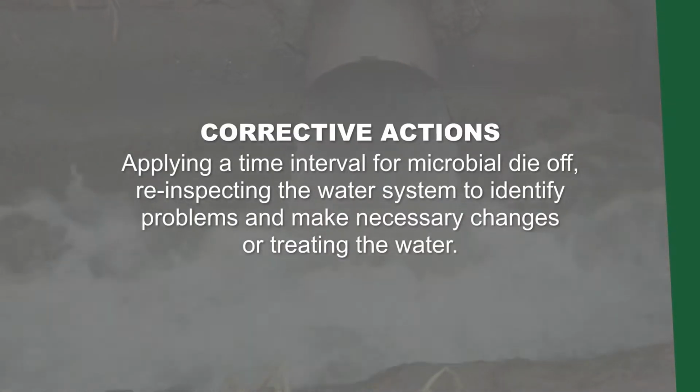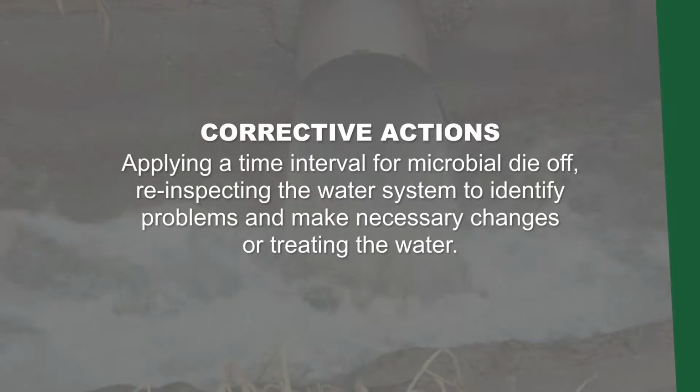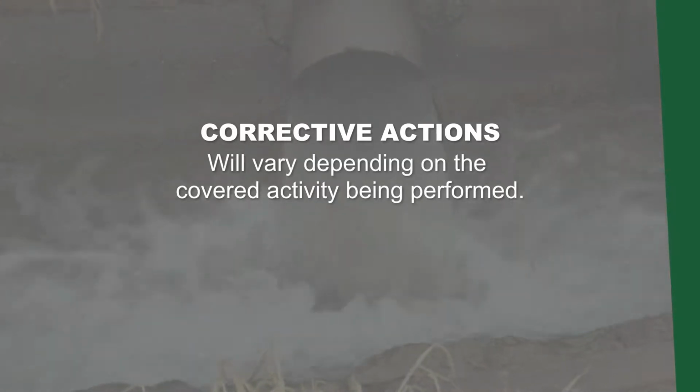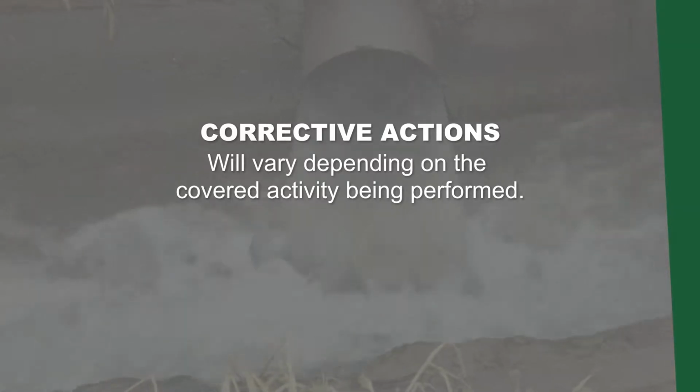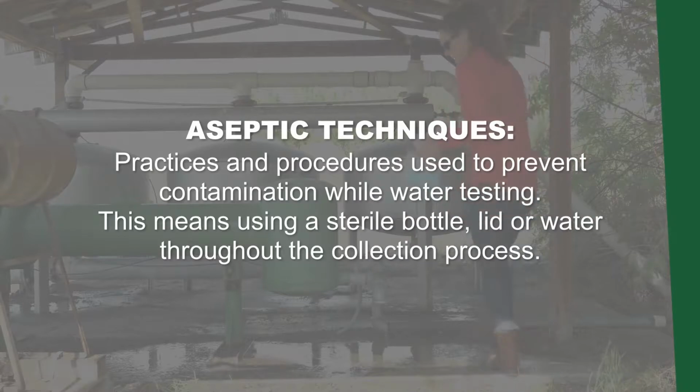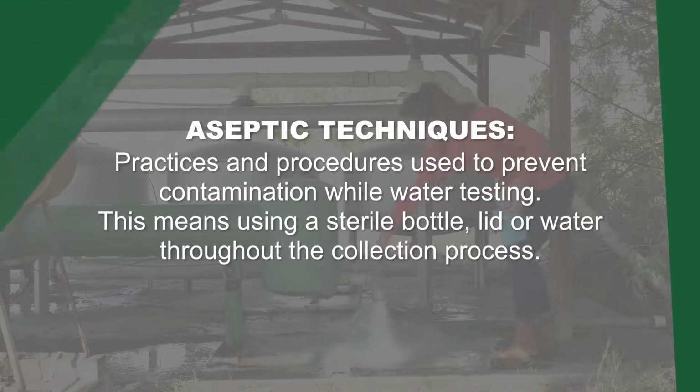Corrective actions include applying a time interval for microbial die-off, re-inspecting the water system to identify problems and make necessary changes, or treating the water. Corrective actions will vary depending on the covered activity being performed. Water quality can vary greatly depending on the time of year, especially if you are using surface water sources. When collecting your sample, the location, attached hoses, filters, and proper line flushing can all impact your test results.